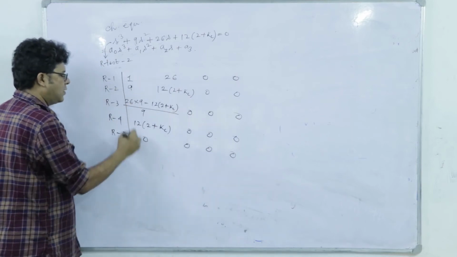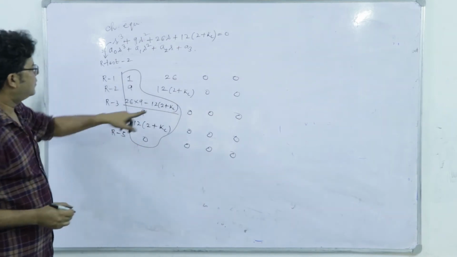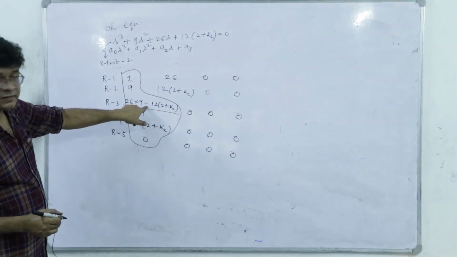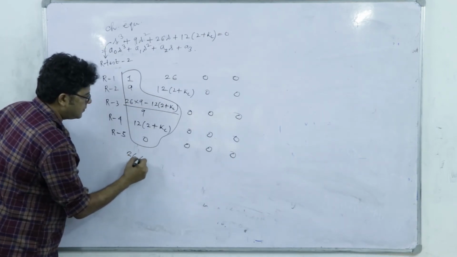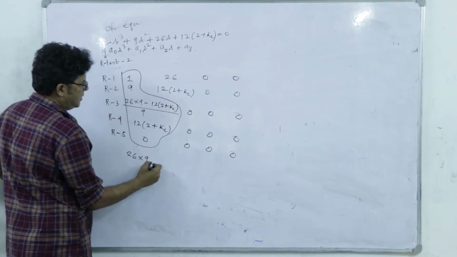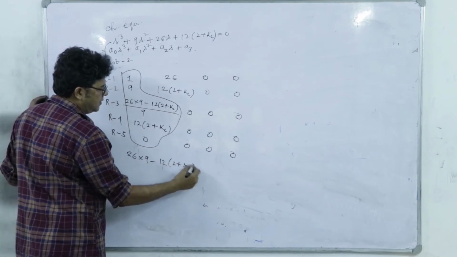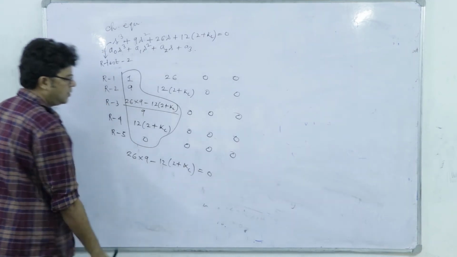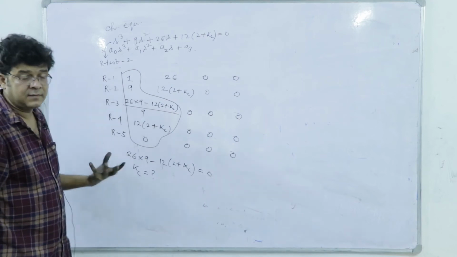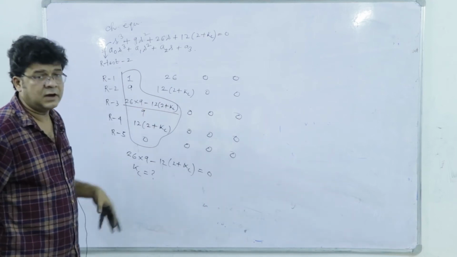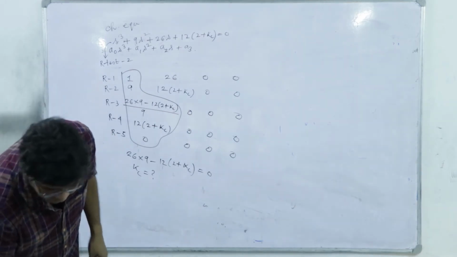So we have to focus on the first column elements, and these must be greater than or equal to 0 for stability. So 26 minus 9 minus 12 into (2 plus kc) must be equal to 0, and from there if we solve for kc, I will get the kc value which will lead the system to the verge of stability.